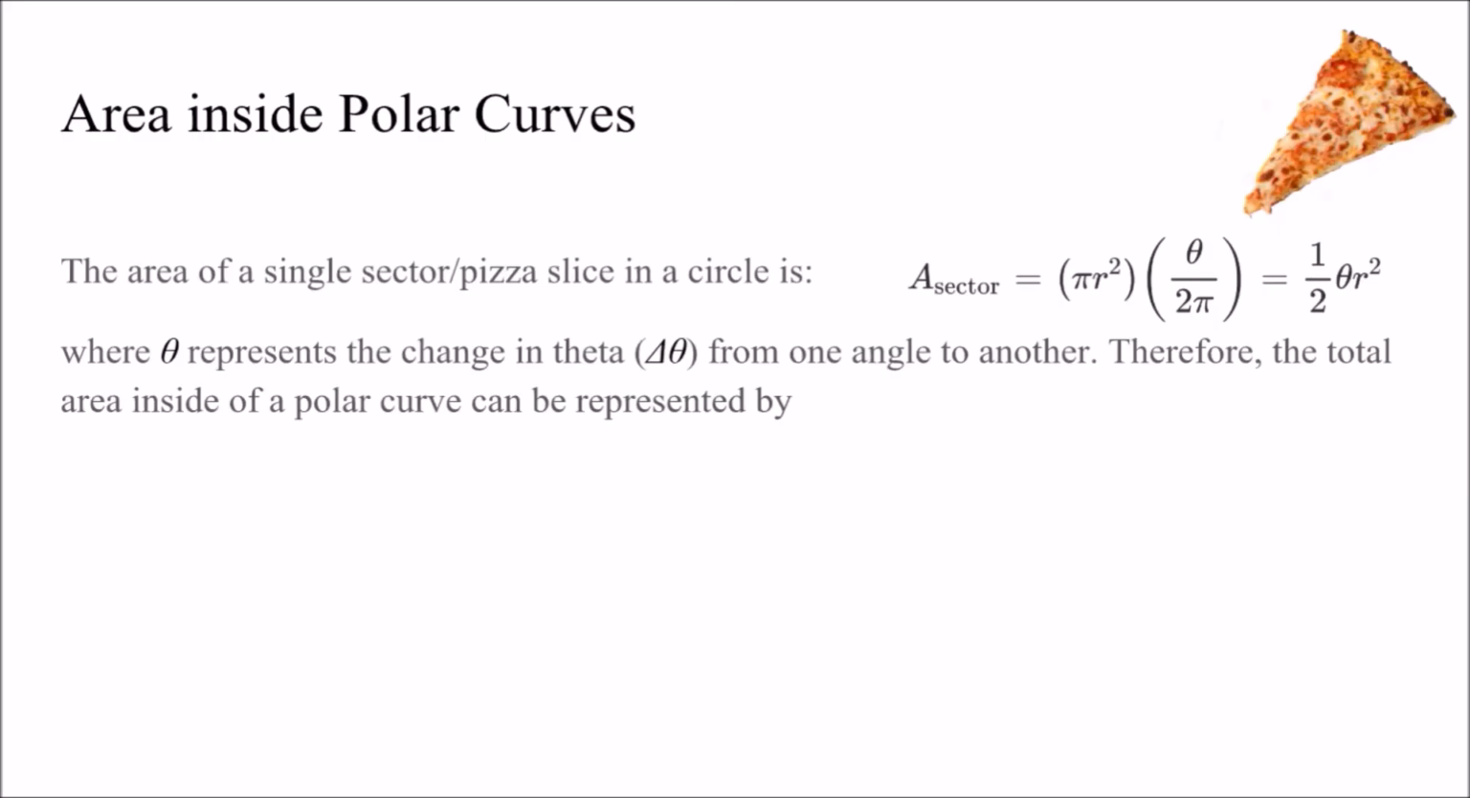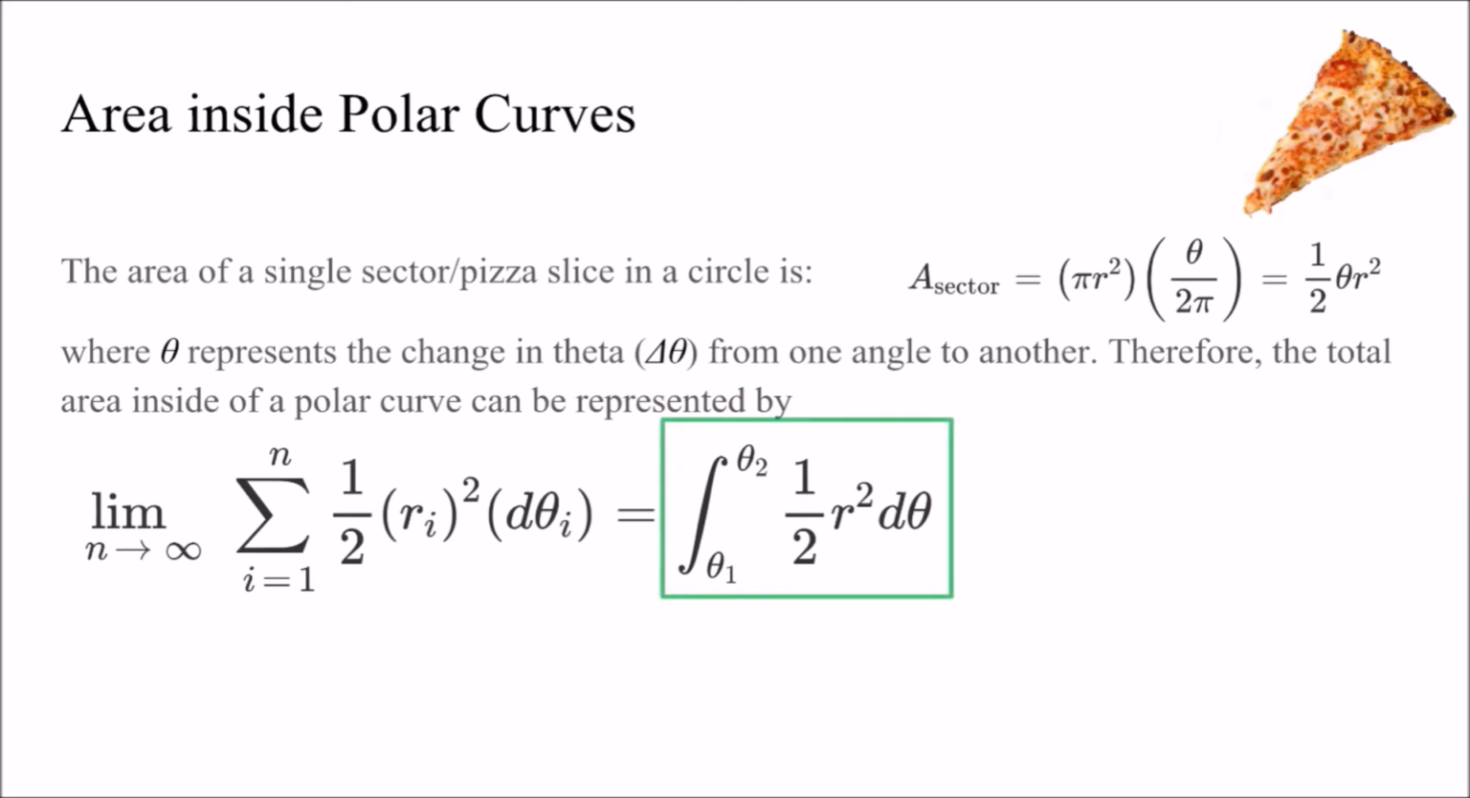For the area inside of polar curves, the area of a single sector or pizza slice in a circle is pi r squared, the area of a circle, times the fraction of the circle, theta over 2 pi. Simplified, this is 1/2 theta r squared, where theta represents the change in the angle from one angle to another. Therefore, the total area inside of a polar curve could be represented in summation notation as the sum from 1 to infinity of 1/2 r squared d theta. In integral notation, it is the integral from theta 1 to theta 2 of 1/2 r squared d theta.